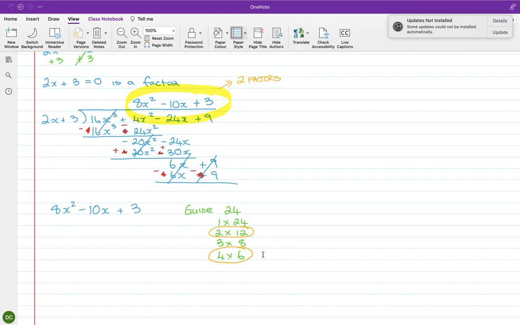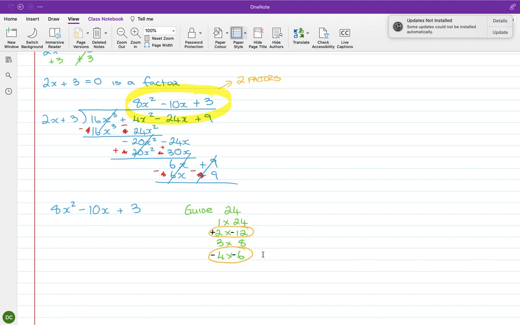2 and minus 12. To get them to make minus 10, I would need a plus on the 2 and a minus on the 12. Yeah? To get 4 and 6 to make minus 12, I would need a minus on the 4 and a minus on the 6.